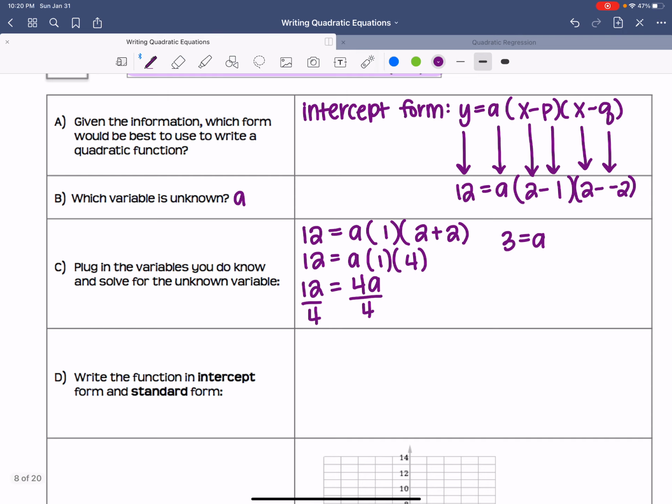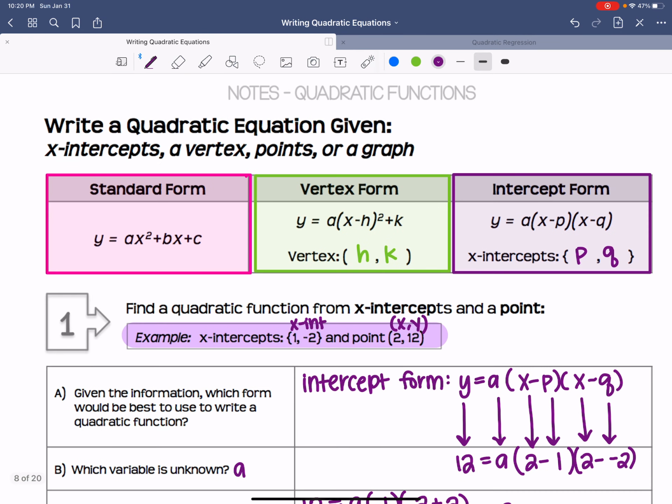Now what I'm going to do is take you back up to the top. All we have to do now is plug in a, which we found was 3, and our two x-intercepts that we were already told were 1 and -2. So that ended up being x plus 2.